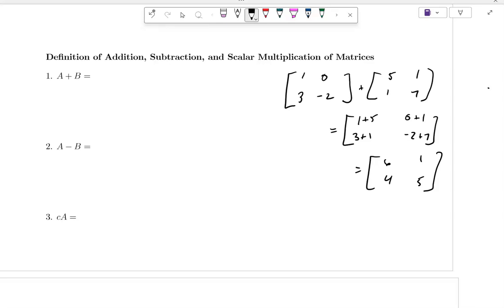Okay? All right. So the way we typically write this in general entries is a sub ij plus b sub ij. That's kind of the fancy notation for it. All this means is that you just add your corresponding entries. And your matrices must have the same size, must have the same dimensions.